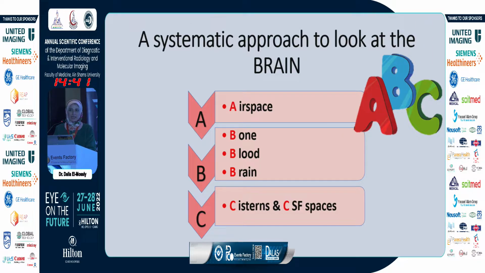When reading CT scans of the head in the emergency department, you are looking for acute and often obvious defects. Having a systematic approach to look at CT scans of the head will help you to read them more efficiently and never to miss any neuropathology, like ABC. A is for airspace, B is for bone, blood, brain, and C is for cisterns and CSF spaces.